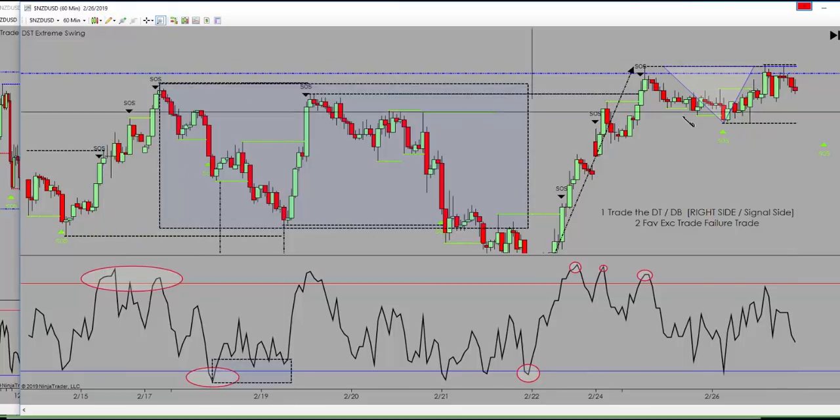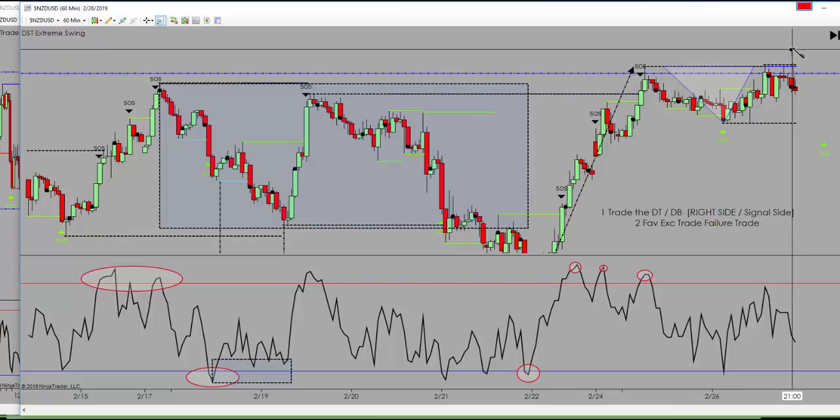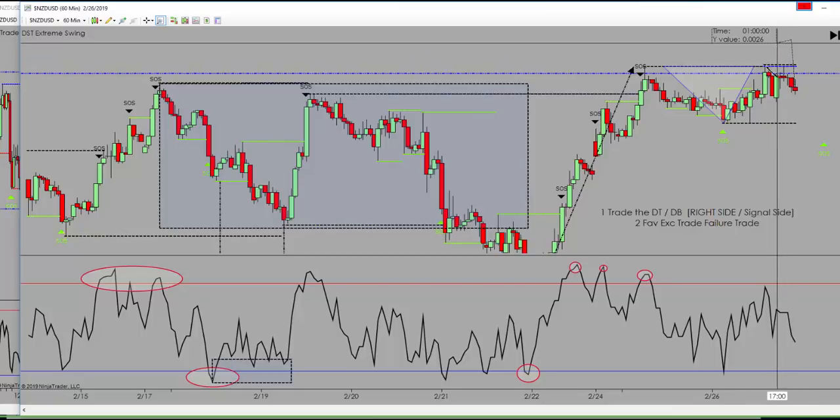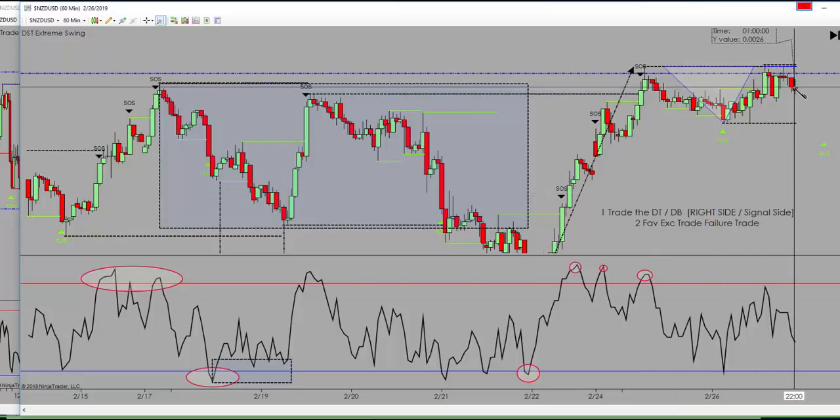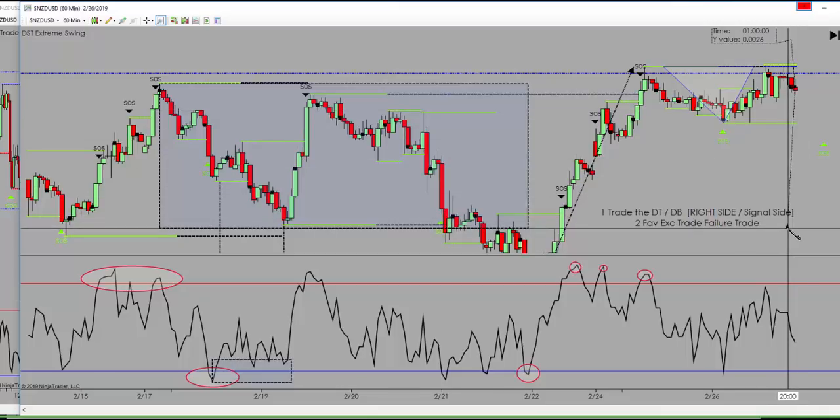If I get short over here, I have to place my stop. Let's just go here, 26 pips. 2-to-1 risk reward. It makes sense that we would at least come down and retest the structure right over here.